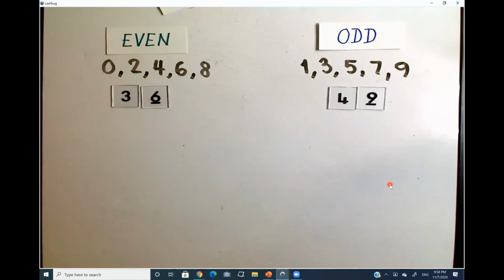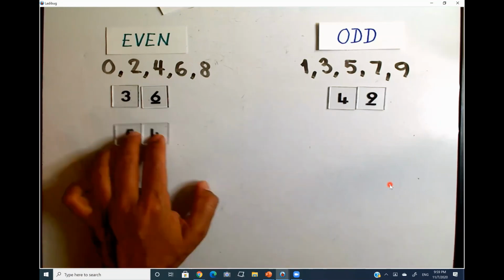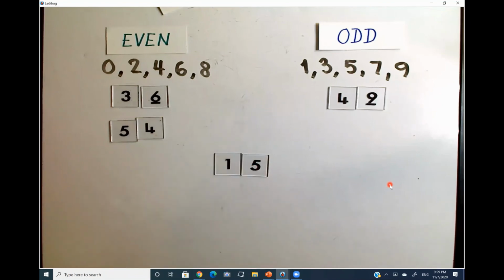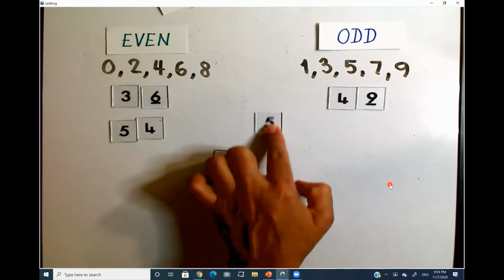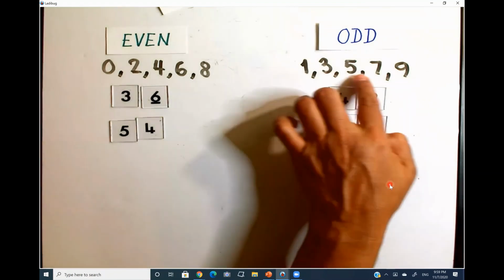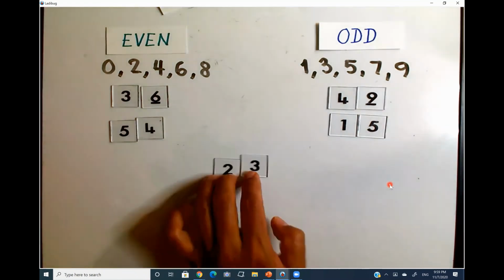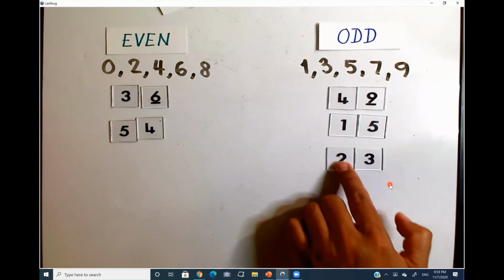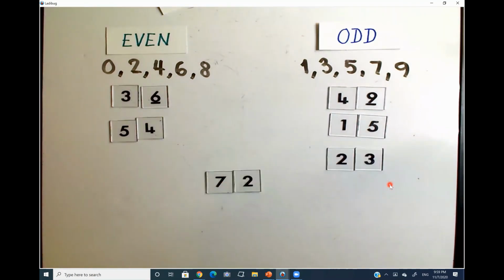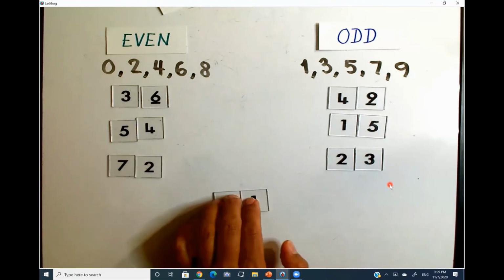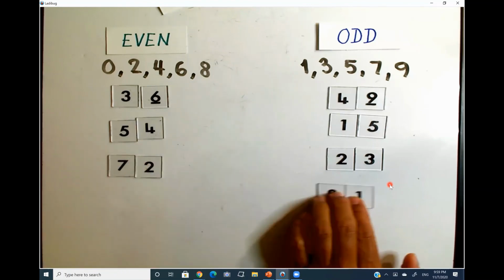Let's do a couple more. So 54, even or odd? Well, it's even. Why? Because it finishes with the digit 4. 15, even or odd? Well, it's odd because the ones is a 5, and when the number finishes in a 1, 3, 5, 7, or 9, it's an odd number. 23, even or odd? Odd number because the number in the ones place is a 3. 72, even or odd? It's even because it finishes in 2. 81, even or odd? It's an odd number because it finishes in digit 1.